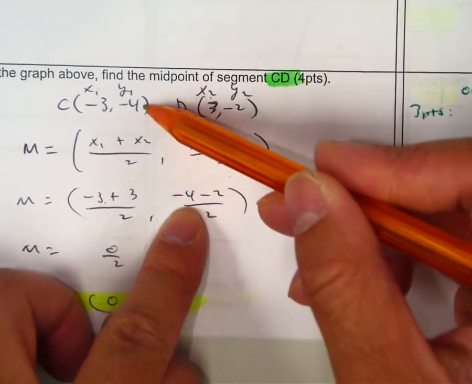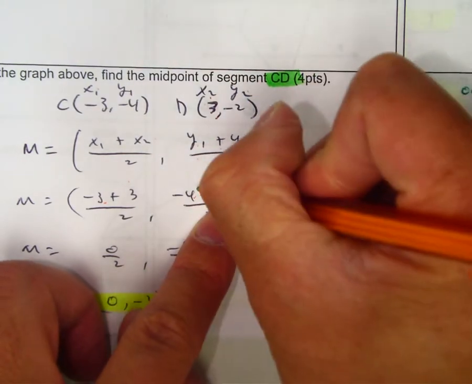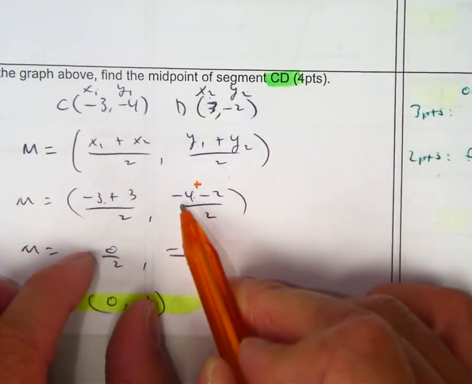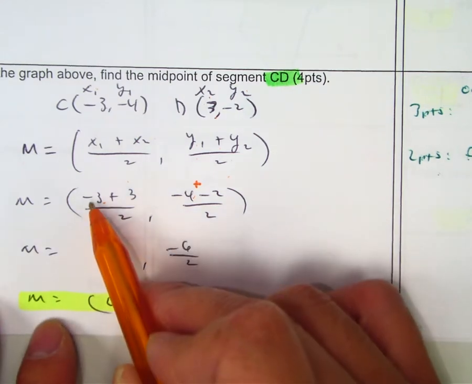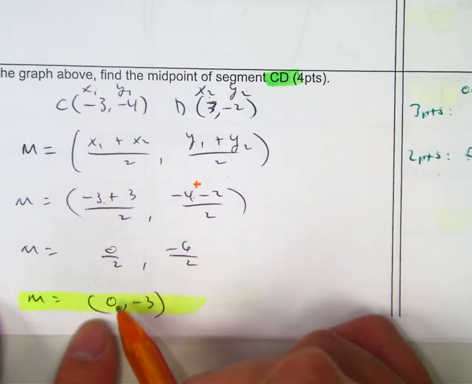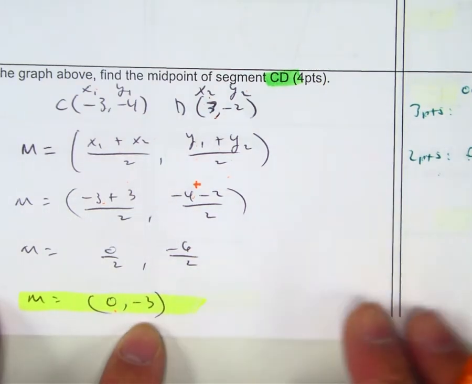Your y1 value is -4. And your y2 value is -2. So here I don't have my plus sign. It's really -4 plus -2, or -4 minus 2, which gives you -6. -3 plus 3 gives us 0. 0 divided by 2 gives you 0, and -6 divided by 2 gives you -3. The midpoint is 0, -3.